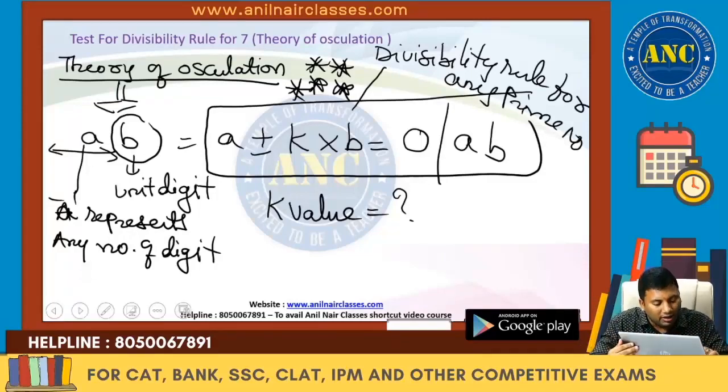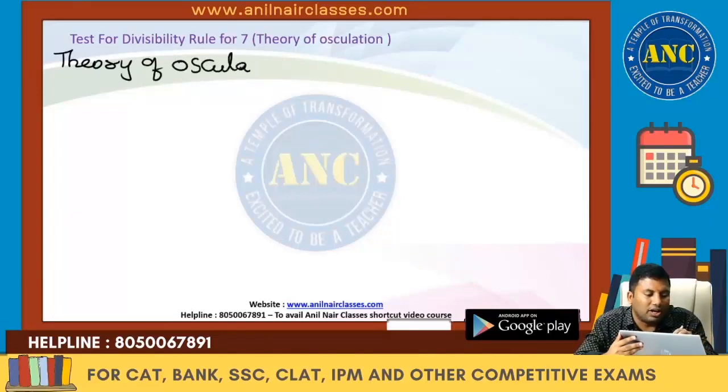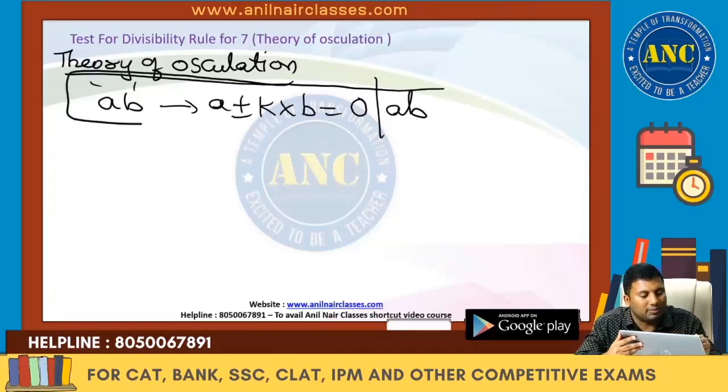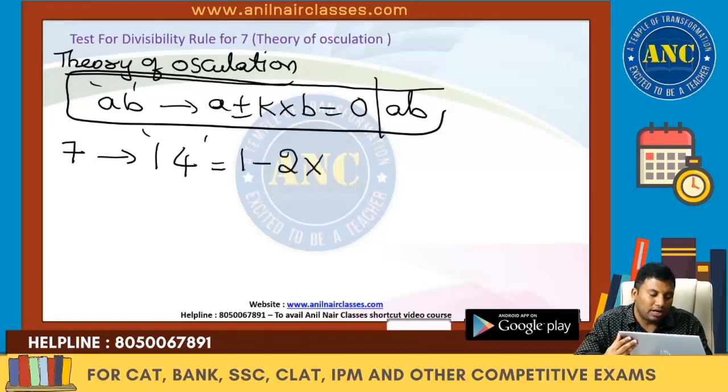I will write it down at the top, then do it one by one. Theory of osculation is a very important concept. AB could be any number. A plus or minus K times B should be either 0 or a multiple of the number. What does that mean? Let us see. 7 is a single-digit number. What is the next multiple of 7? 14. Here the B value is 4 and the A value is 1. Can I write 14 as 1 minus 2 times 4?